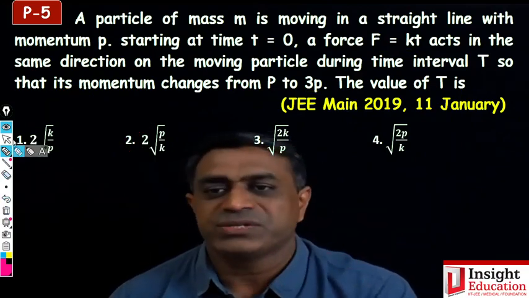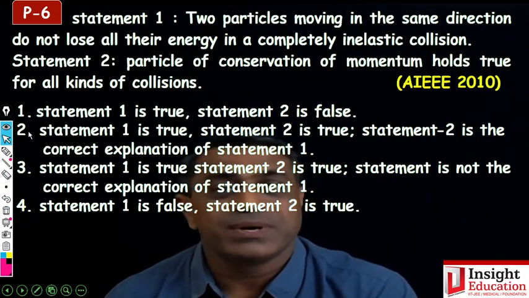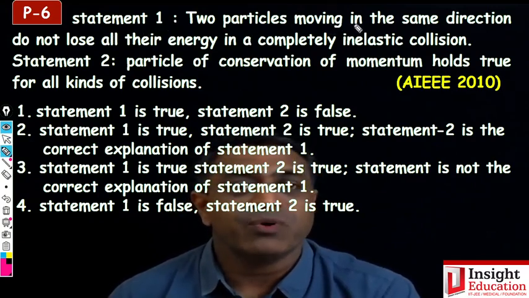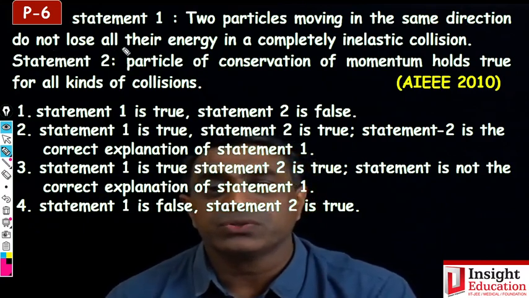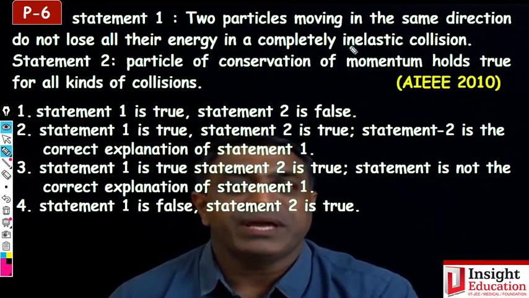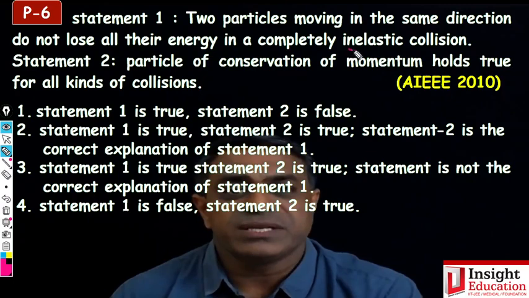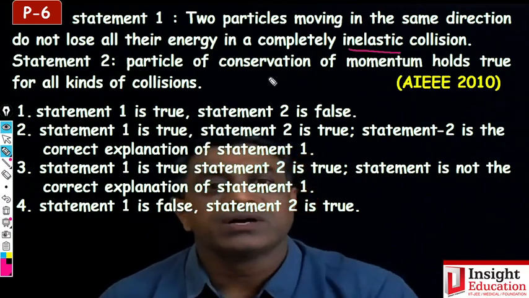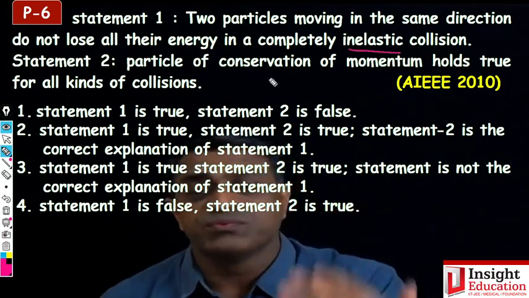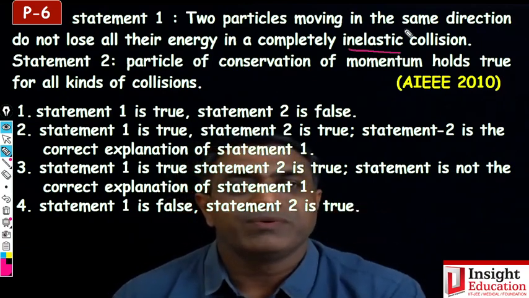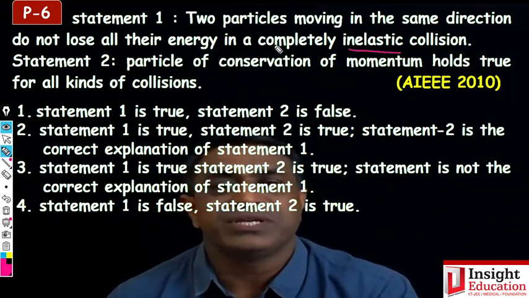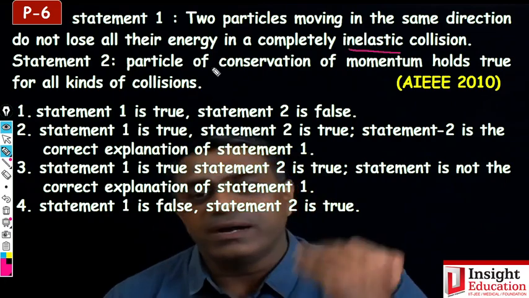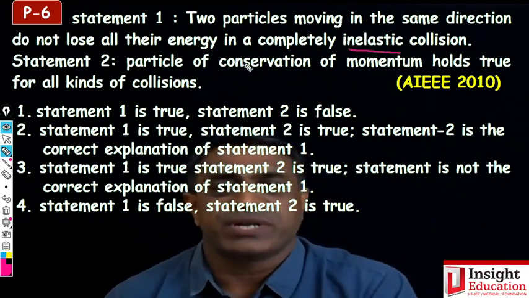So JEE 2019. Let us move to the next example. All these examples are on the second laws of thermodynamics. Statement 1: two particles moving in the same direction do not lose all their energy in a completely inelastic collision. So the collision is inelastic, not elastic. In inelastic collision, the transfer of kinetic energy is not 100%, but the law of conservation of momentum is applied. So the statement is true.